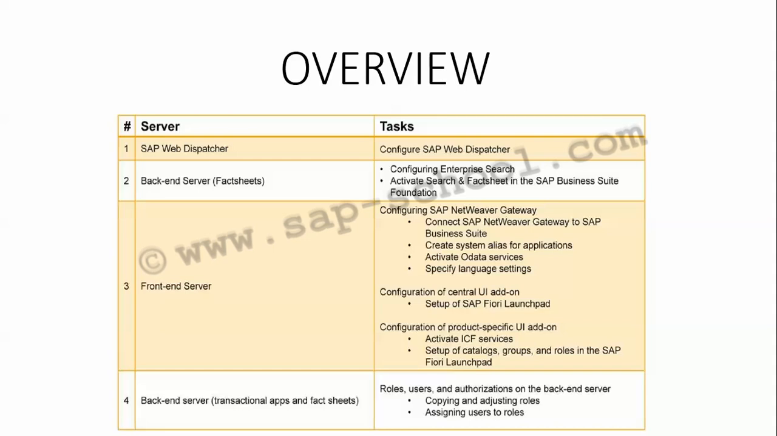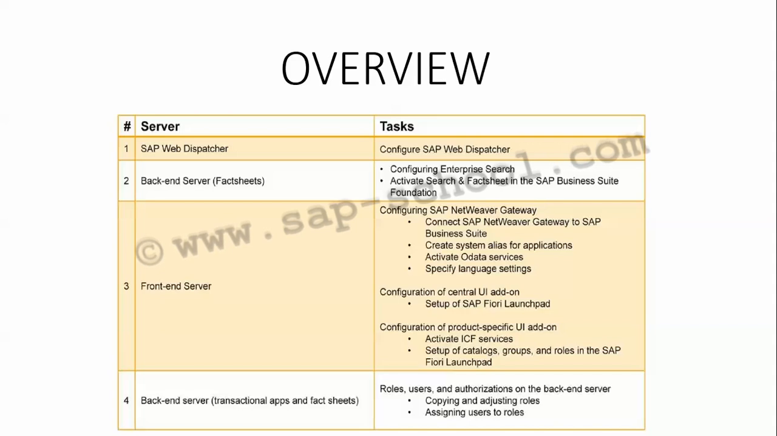So we basically do the copying and the adjusting of the roles. We assign the users to the roles. So these are the four major servers on which we have to do the different tasks, whichever are applicable for my transactional apps and which are applicable for my fact sheets. So my step 1 is actually mandatory for both the transactional apps and the fact sheets. My step 2 is only applicable for the fact sheets.